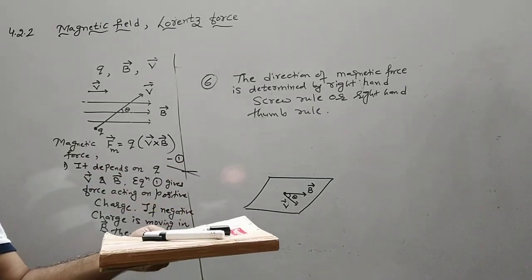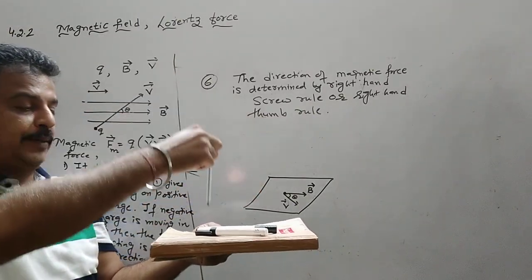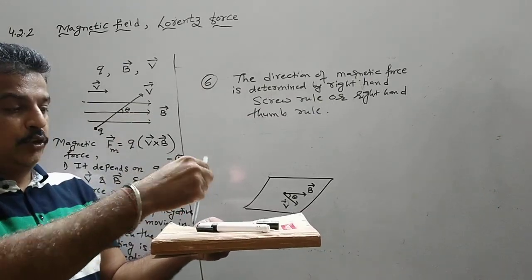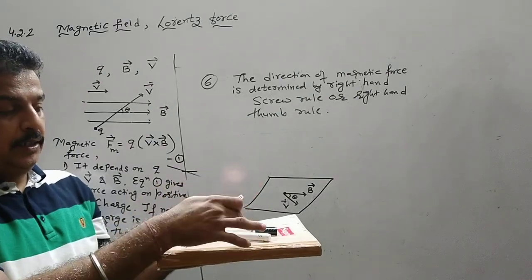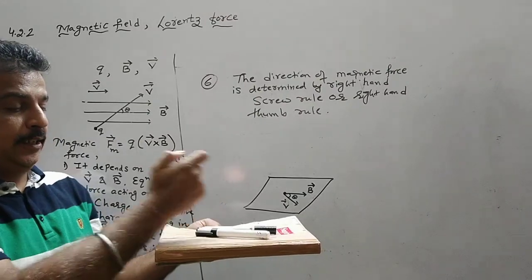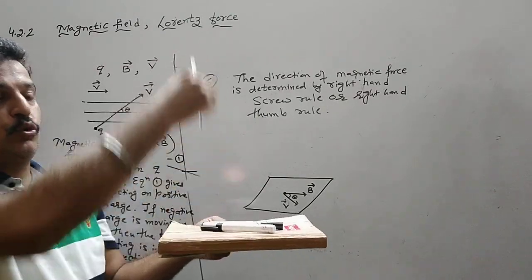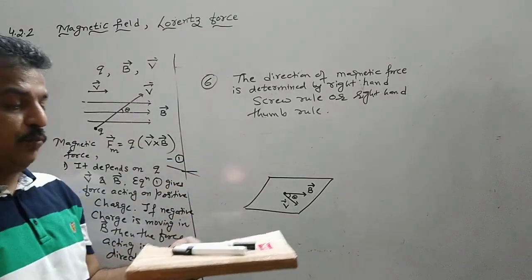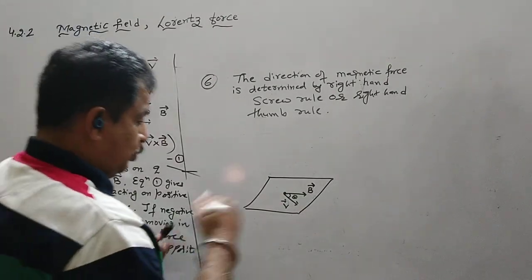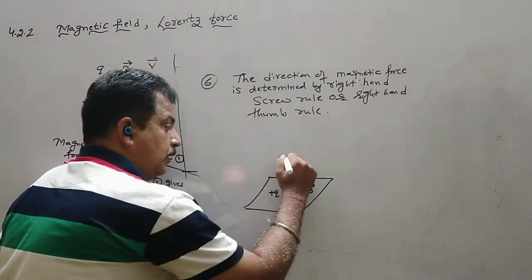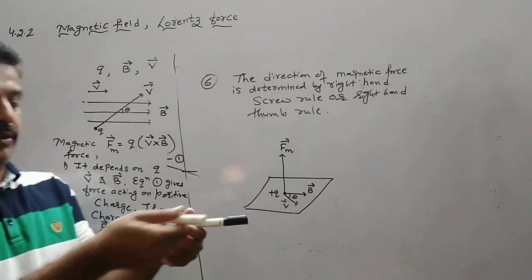Now I keep a screw. This is a screw. I keep the screw perpendicular to this plane. This is my V vector. I rotate this from V to B. If I rotate it, you will see the screw is moving upward. So in this situation, if this is your plus Q charge, then the force comes out to be in the upward direction.